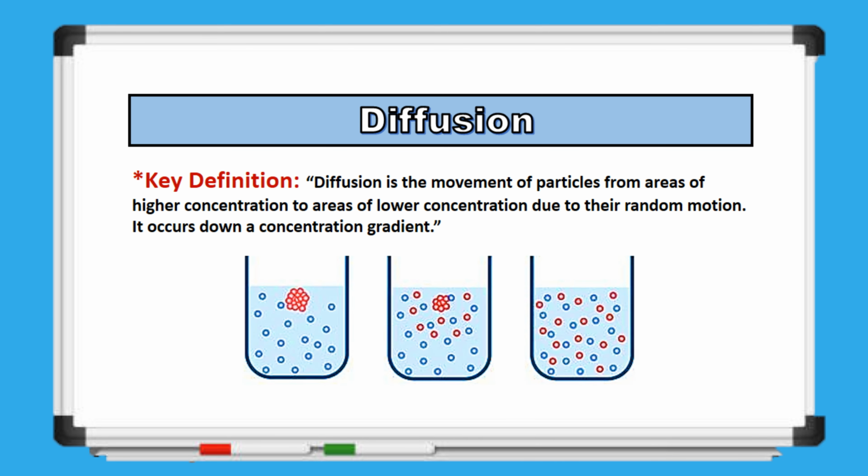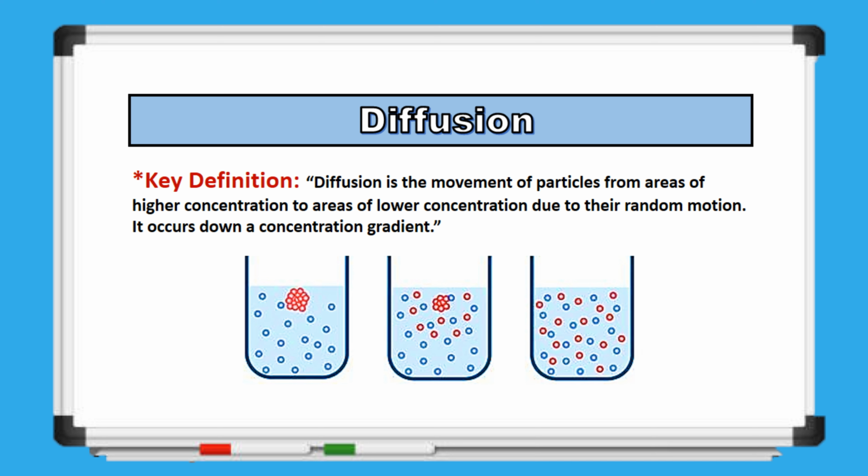So, diffusion is basically the movement of particles from a place where they're highly concentrated to a place where their concentration is lower. This happens because particles are constantly moving randomly, and they naturally spread out to even things up. It's important to note that diffusion always occurs down a concentration gradient, meaning it goes from high to low concentration.